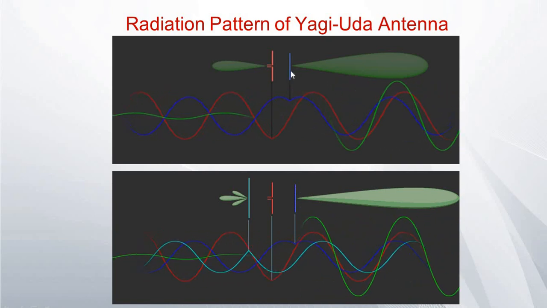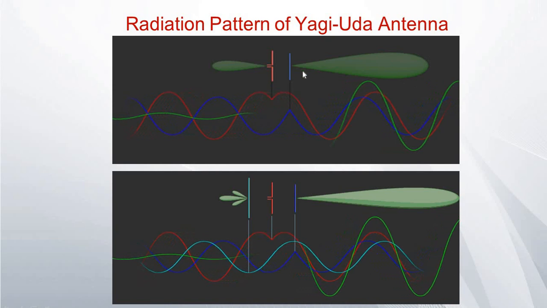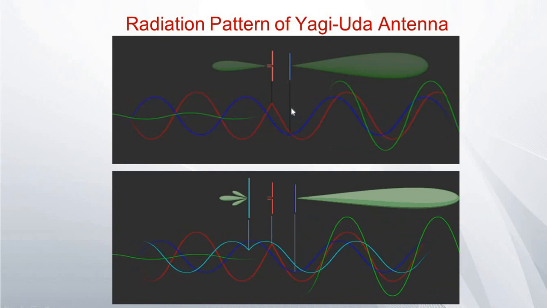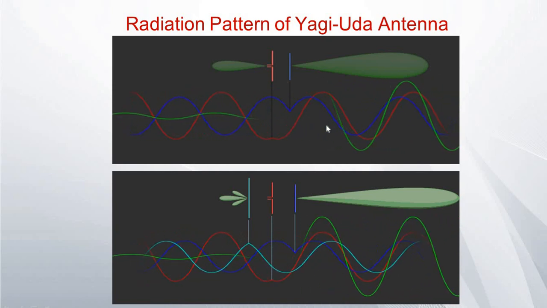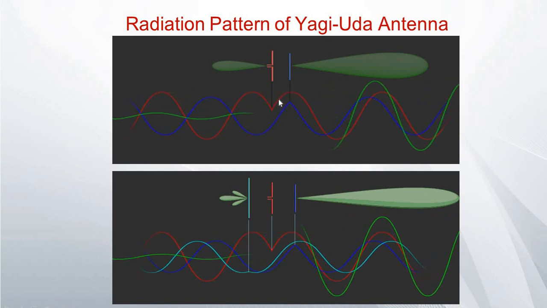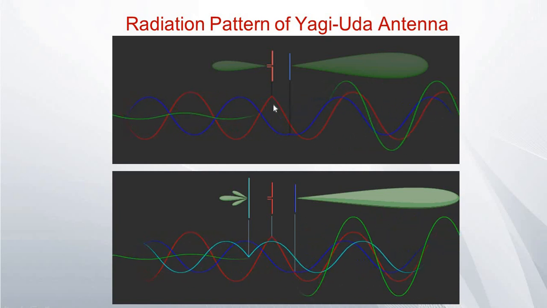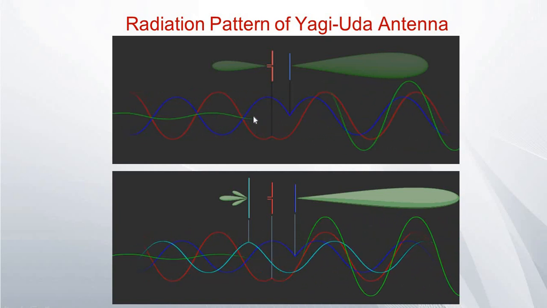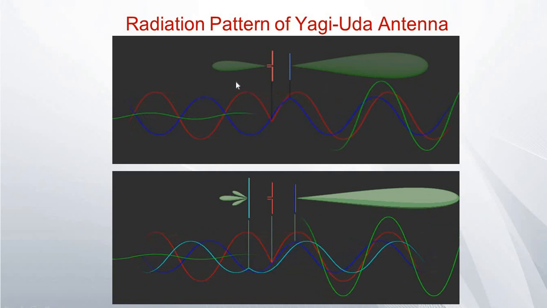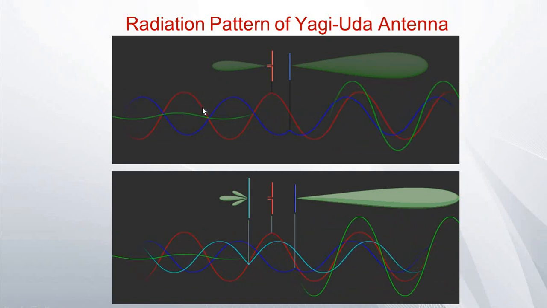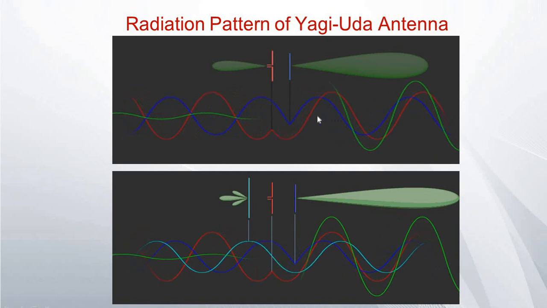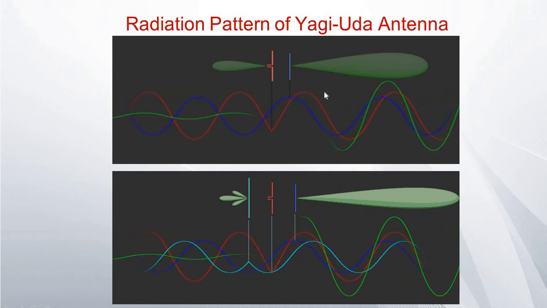So towards the directors, we are getting a high directivity because the signal produced from each element will be in phase. And at the backside of the reflector, the signal produced by each element is out of phase. So these are called destructive rays, and these are called constructive rays or constructive signals.